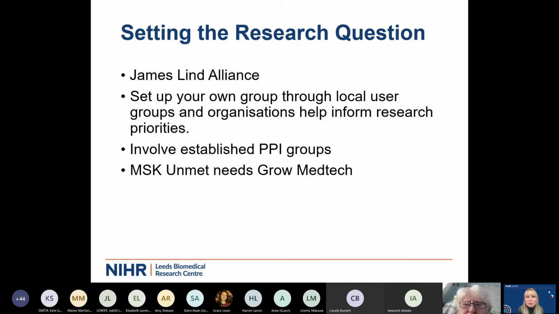You might want to set up your own group through local user groups and organisations to help inform your research priorities. You might want to involve established PPI groups and go and ask those groups what questions matter to them. And Grow MedTech recently did an unmet needs conference, which the report will be out soon, and there were some really clear areas of unmet needs that members of the public came up with.